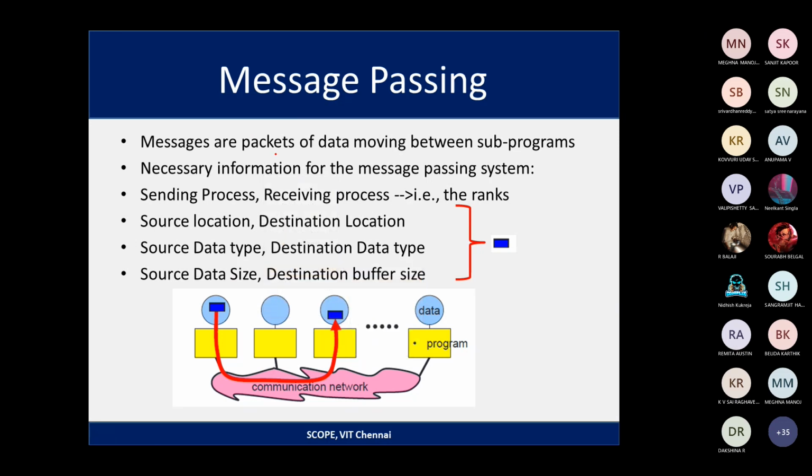Here a message is nothing but packets of data moving between the subprograms. The necessary information for this message passing system is what is the sending process and what is the receiving process. The sending and receiving processes are nothing but the ranks, that is the IDs. Then the source location and destination location, which we can also get through the IDs. We also need the source data type and destination data type, whether it is an integer or float data type, and the source data sets and destination buffer sets. All these are required whenever we are programming via MPI.